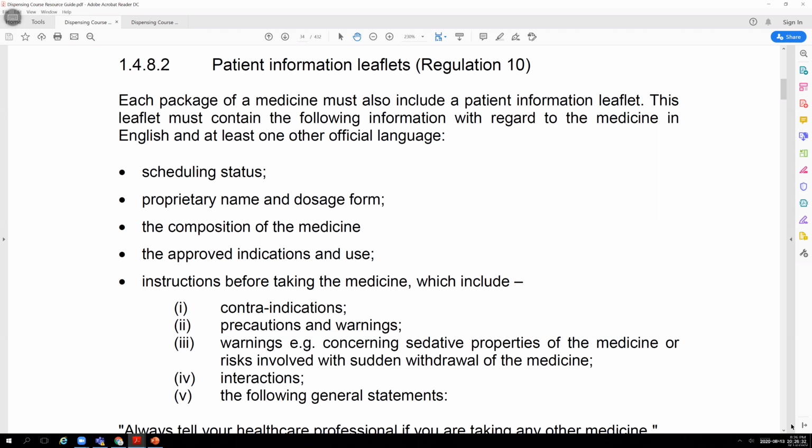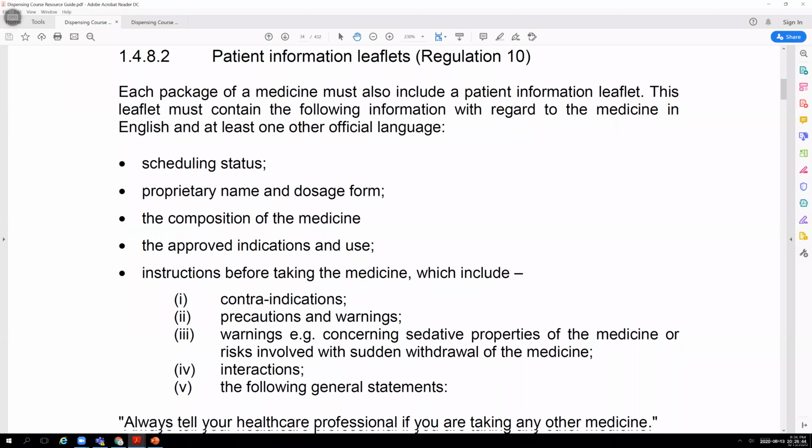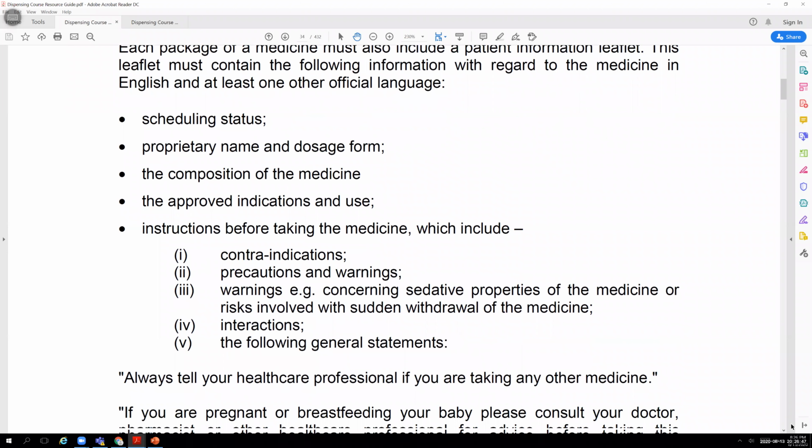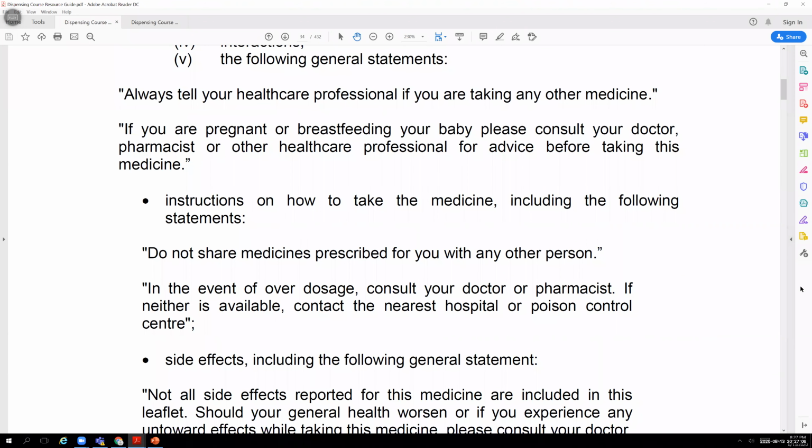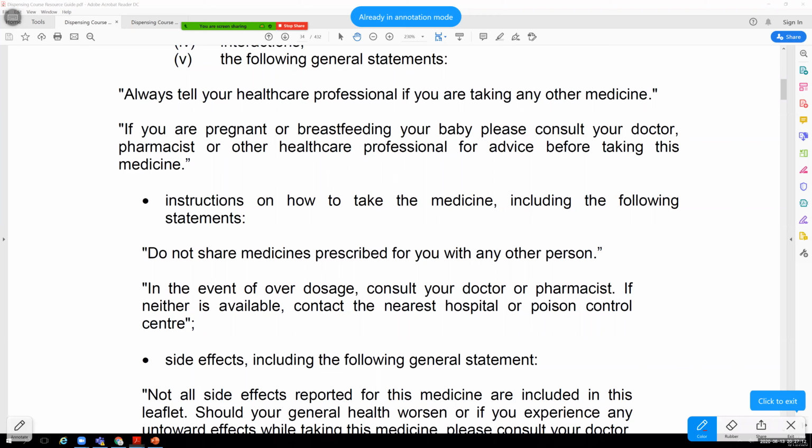Number one, it must be in English. Always English must be there, and then at least one other official language in the country, because we are targeting our patients. Then the scheduling status, to say what the status of the drug is, the name and dose, the composition of the medicine, the approved indications, and instructions before taking the medicines, which should include contraindications, when to use the drug and when not to use the drug. It should include statements like: always tell your health worker if you are taking any medicine. These are requirements; these sentences must be there.